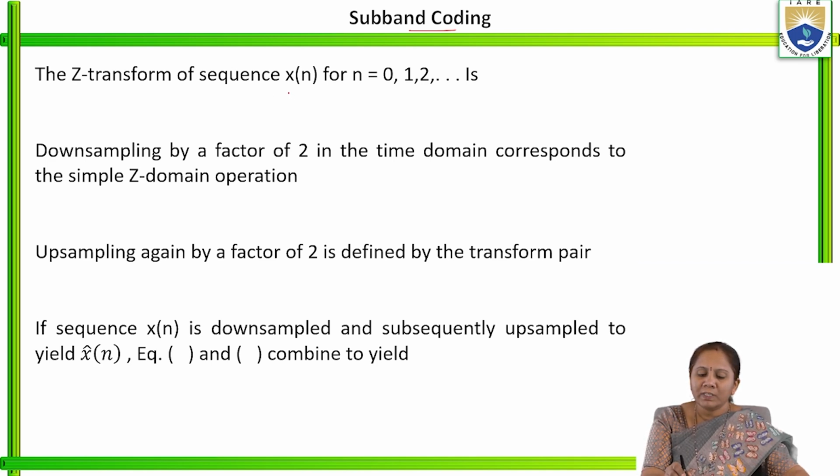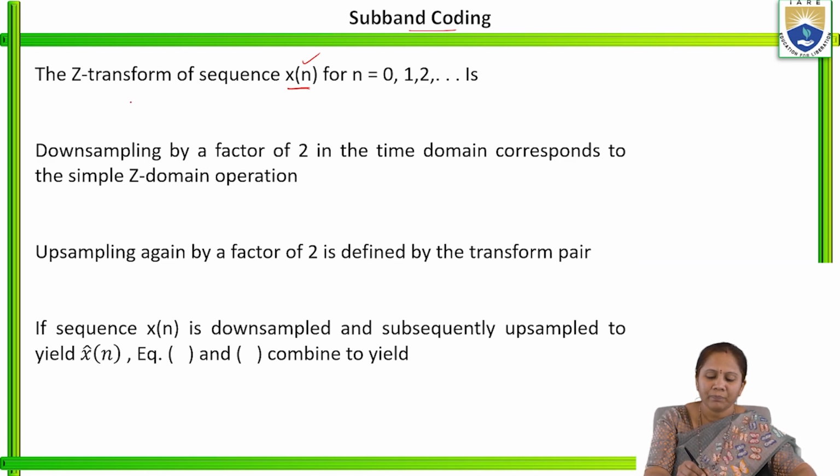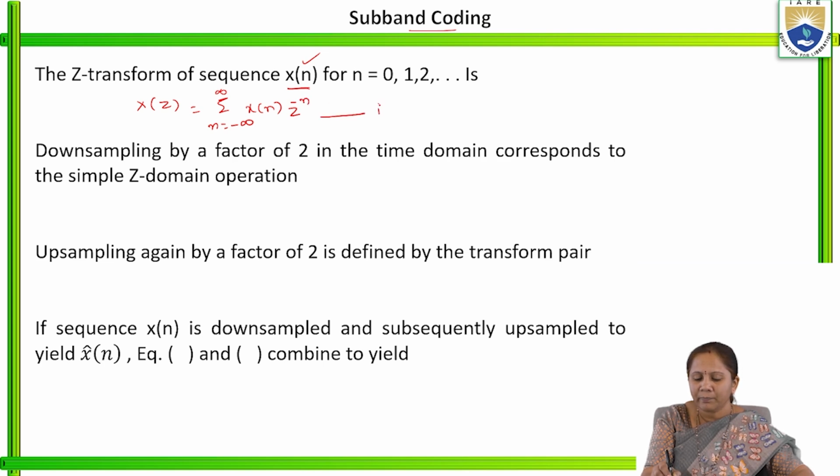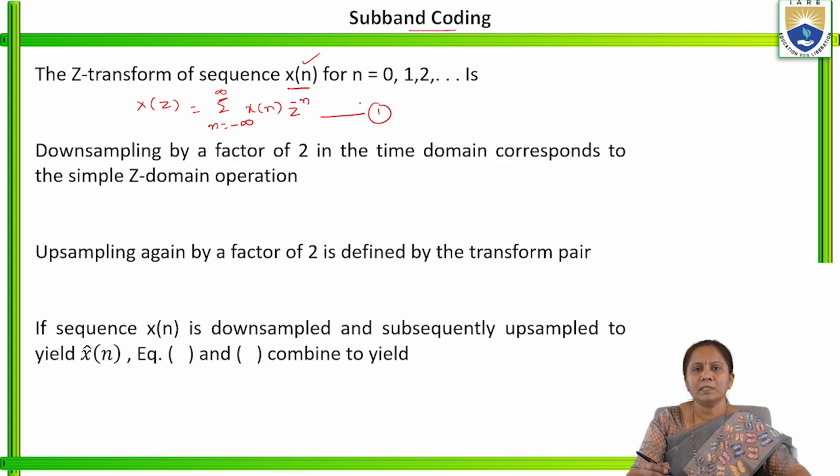So the Z transform of the sequence x of n, that means here x of n is the input. The Z transform for the input x of n can be written as x of z is equal to sigma n equals minus infinity to infinity x of n z power minus n. So this is the representation of the Z transform for the input x of n.